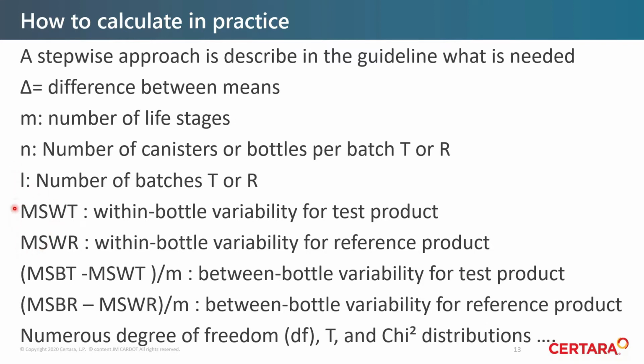Then you have mean sum of squares. You have two of them, MSWT, which is the within bottle variability of the test product, and MSWR, which is the within bottle variability of the reference product. Then you have MSB T or R minus MSW T or R divided by m, which is nothing more than the between bottle variability either for the test or reference product. Then you have degrees of freedom, which are going to be associated with all these mean squares, and you have a T and a chi-square distribution. So what you need at the end is a very low number of parameters.